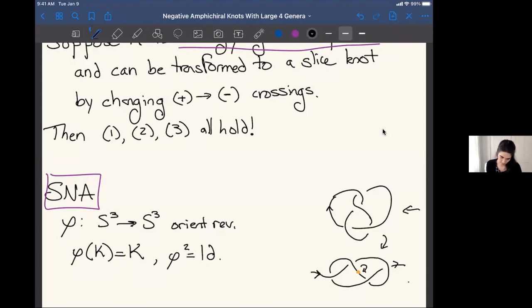And so, as a note, strongly negative amphichiral certainly implies negative amphichiral. But the converse is not true, though that took some time to prove. Okay. Any questions?